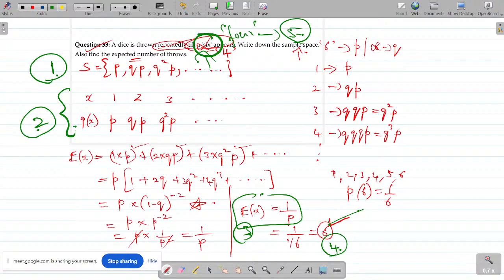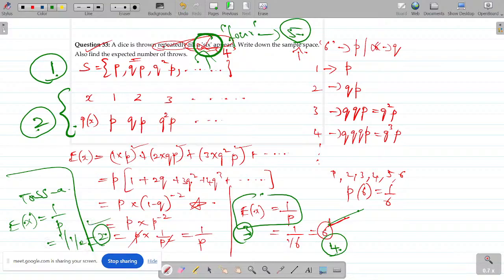In case instead of throwing a die, they give us tossing a coin, what will happen? Your answer will be the expected value 1 by P, which will be 1 by 1 by 2. So the answer is 2. The logic is the same. Okay, then. Yes, can you please make a note of it.